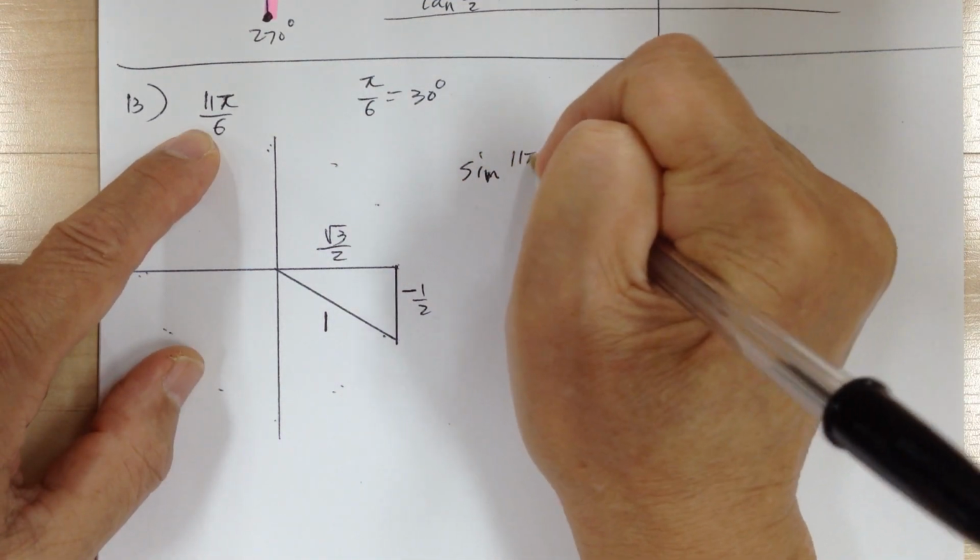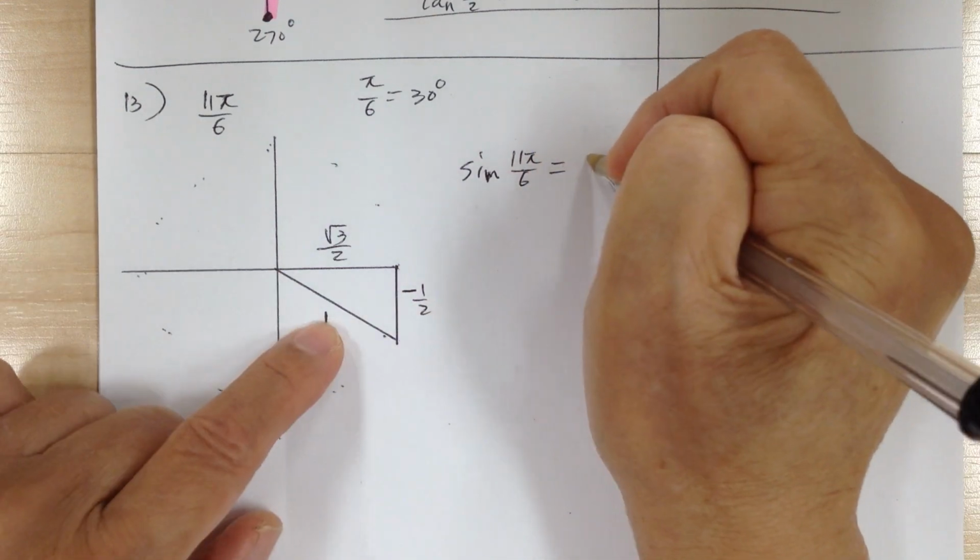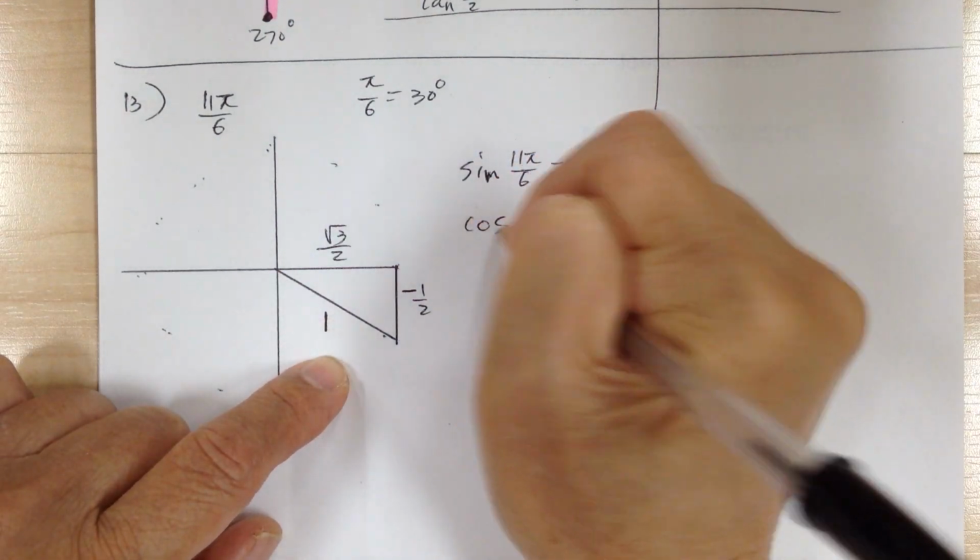So sine of 11 pi over 6 equal to this over that, so it equal to -1/2. Cosine of 11 pi over 6 equal to this over that, so it be square root of 3 over 2.